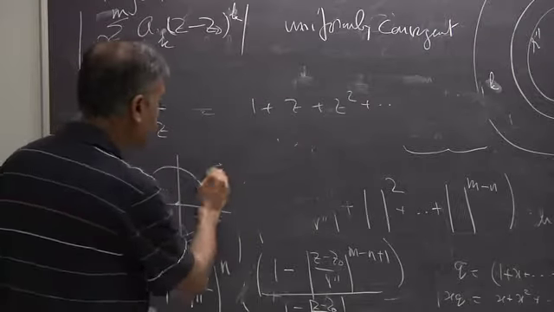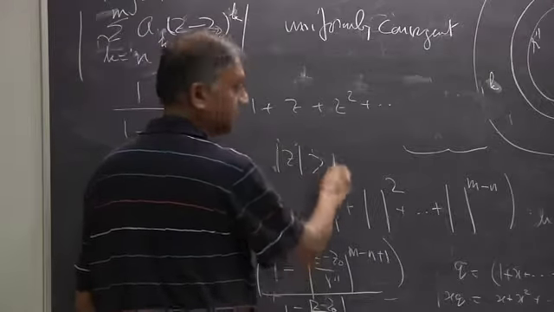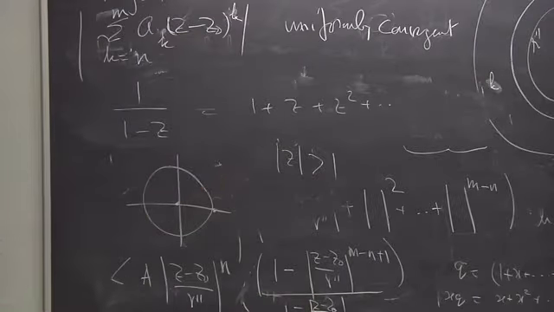If you take any point here, it's not convergent. This series is not convergent because the absolute value of z is now greater than 1. So this series is simply not convergent.